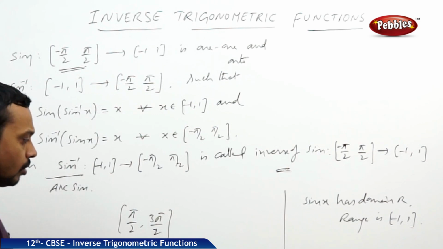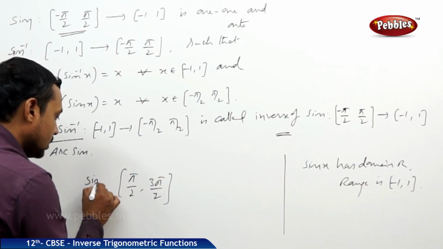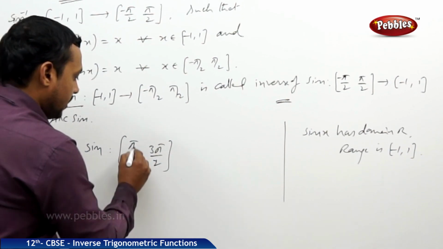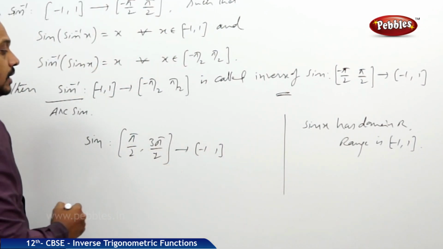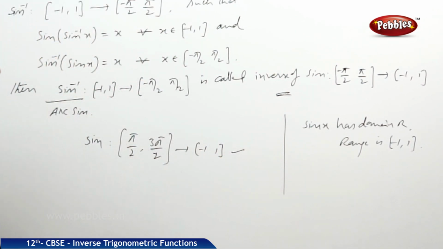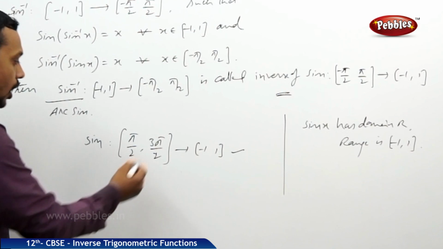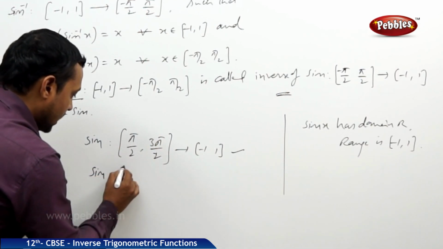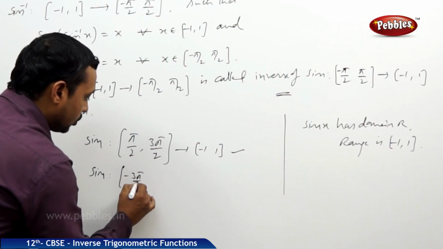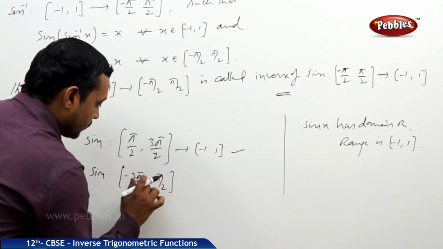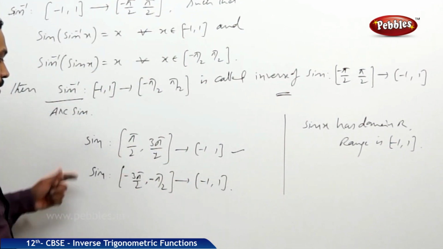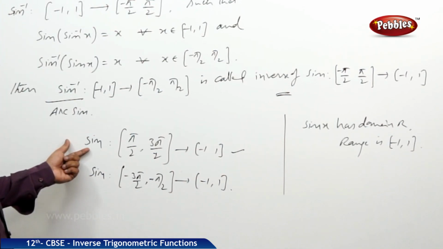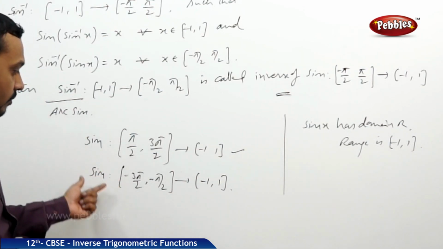anything wrong? No. Yes, you can choose this function sine from pi by 2 to 3 pi by 2 to minus 1 to 1. Then in this case also the sine is one-one and onto, hence sine inverse exists. Not only this one, suppose we consider the sine function as minus 3 pi by 2 to minus pi by 2 to minus 1 to 1. Yes, right, now also the sine is one-one and onto. Hence we can define the inverse of this function also.